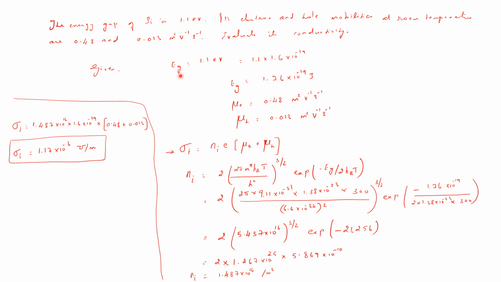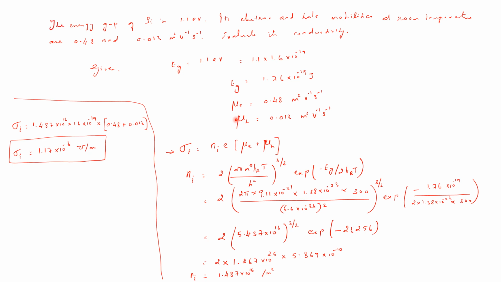So Eg is given, that is 1.1 electron volt, so you have to convert this. Electron volt does not come under SI unit. Only joules is the required unit. So 1.1 into 1.6 into 10 power minus 19, so you get 1.76 into 10 power minus 19 joules.